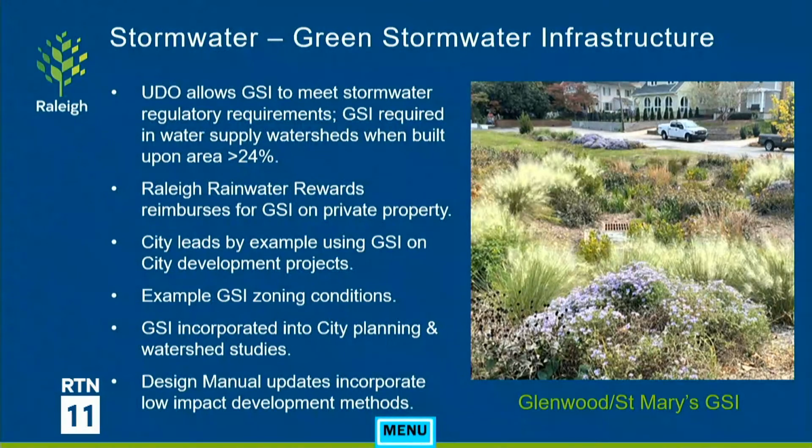Green stormwater infrastructure, Brooke talked about this. This is an important part of Raleigh's programs and actions. It's another way that we can support habitat. City regulations have been modified to allow GSI to satisfy regulatory requirements, and in some cases it is required. And we lead by example on this front by incorporating GSI into city-developed projects, and it's also a consideration in our planning and watershed studies.